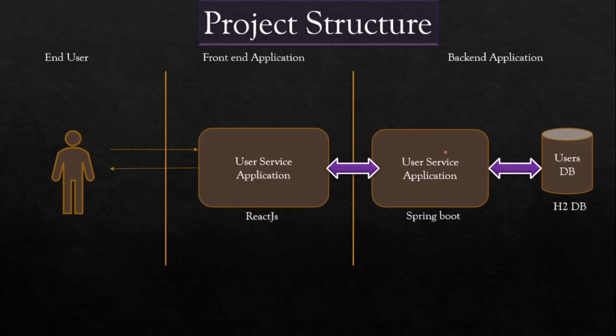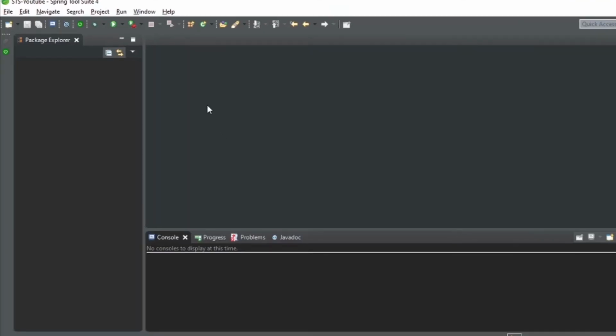So now we are going to implement this in our practical section. Let's move to the practical section of this tutorial. The Spring Tool Suite, and we are going to create the backend of our application. So we will be creating a Spring Boot application. So how do you create a Spring Boot application?